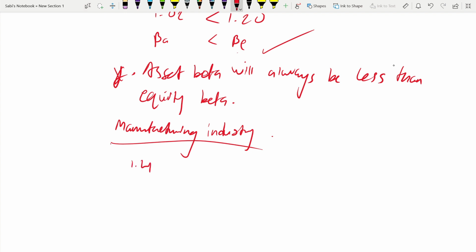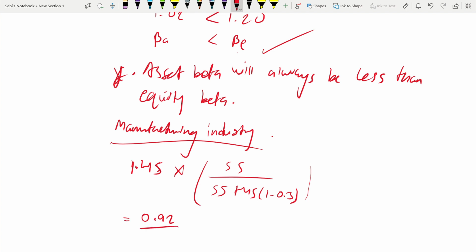What is equity beta? 1.45 this time. Manufacturing is 1.45. Please go up and check. What is the equity debt? Equity is 55. 55 plus 45, 1 minus 0.3. Tax remains the same. Do the calculation similar way to this. At the end, you have to get this answer, 0.92.